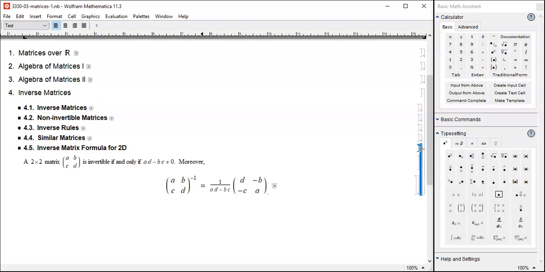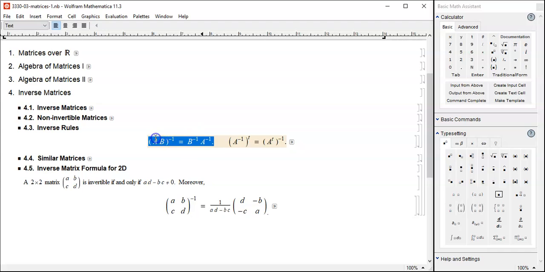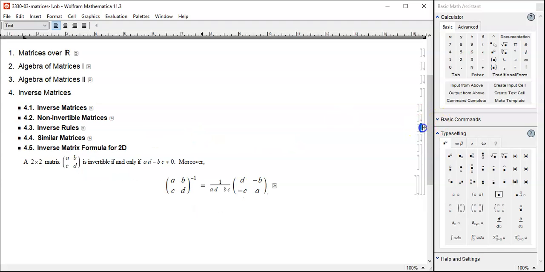Final topic. How do you find out an inverse matrix? Well, we talked about the inverse matrices and we talked about some theory behind it. We talked about the inverse rule here, especially this one. Yes, that's really important. But then again, how do we actually calculate the inverse matrix for a given invertible matrix? Or how do I tell whether a matrix is invertible or not?